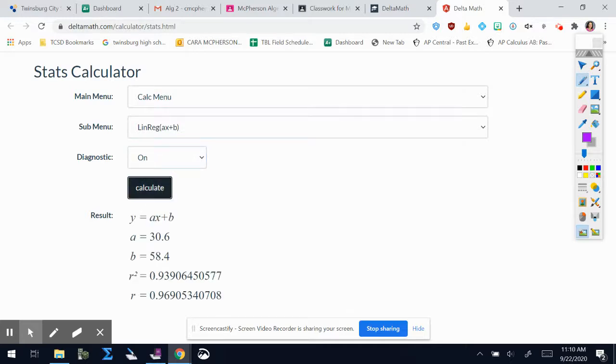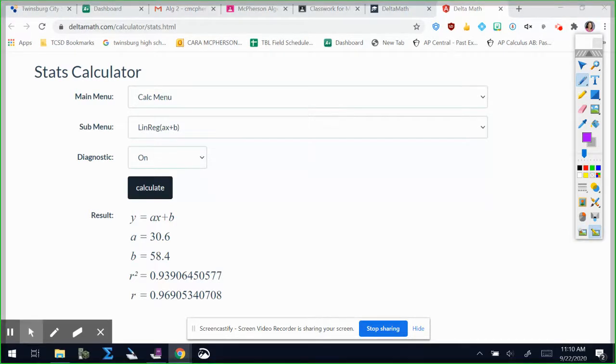It will give you your line of best fit, your A value. So when you see this A value here, your A value is your slope. That's the slope of your line of best fit. Your B value is your y-intercept. Now the things down below, this value here, this R, is going to tell you how strong of a model it is. The closer it is to 1, the stronger the model. So you'll notice this is 0.96, almost 0.97. That tells me it's a really strong model, and it's also positive because we get a positive value for that.